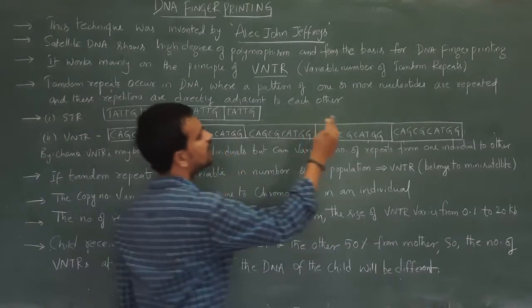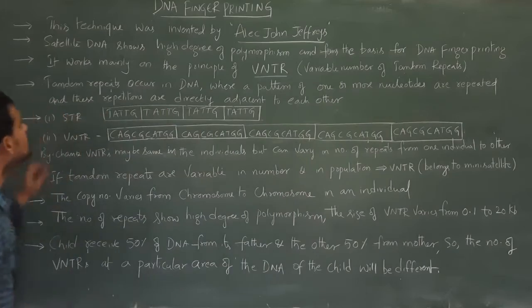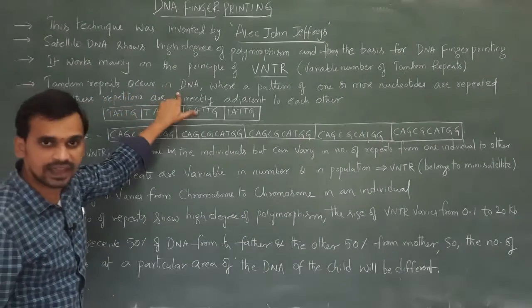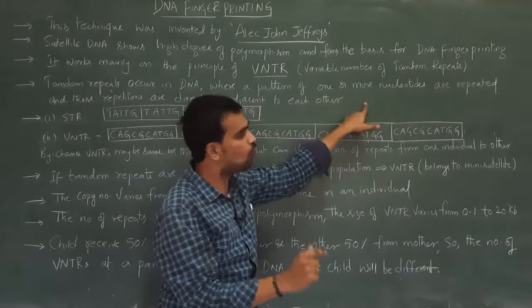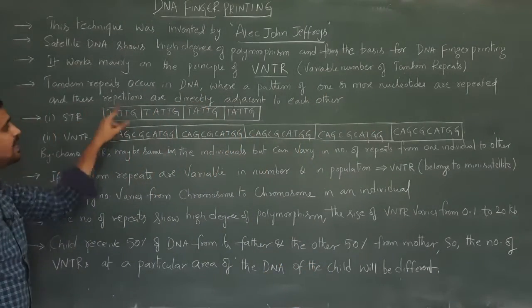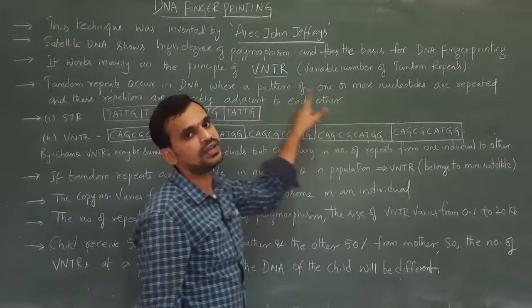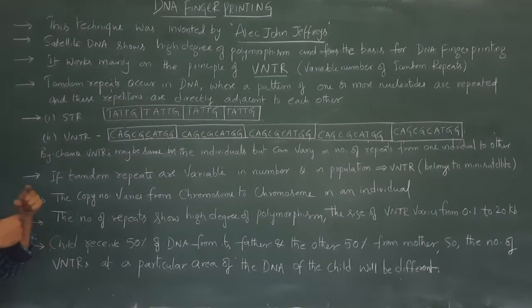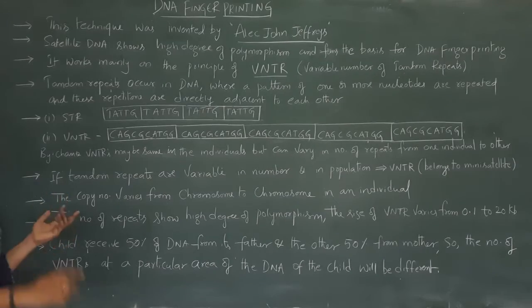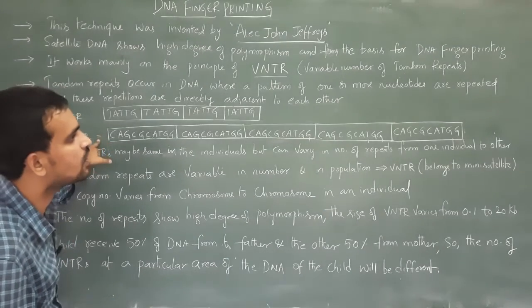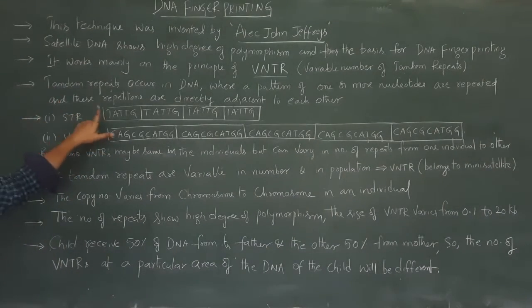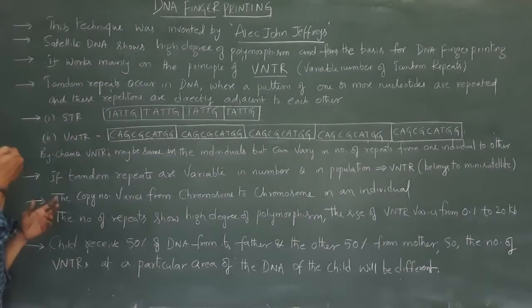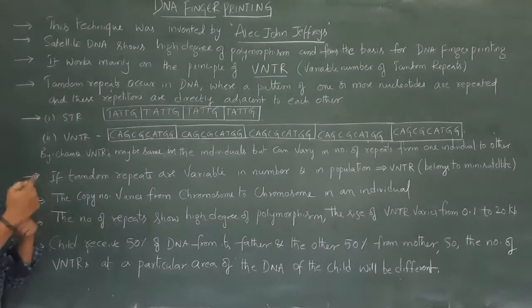Before that, first you should understand what a tandem repeat is. Tandem repeats occur in DNA where a pattern of one or more nucleotides is repeated and these repetitions are directly adjacent to each other. So a tandem repeat is a short stretch of nucleotides that is repeated again and again, and the copies are adjacent to each other, side by side. Then they are called tandem repeats. Here, tandem refers to one after the other. A short stretch of DNA that is repeated many times, one after the other.